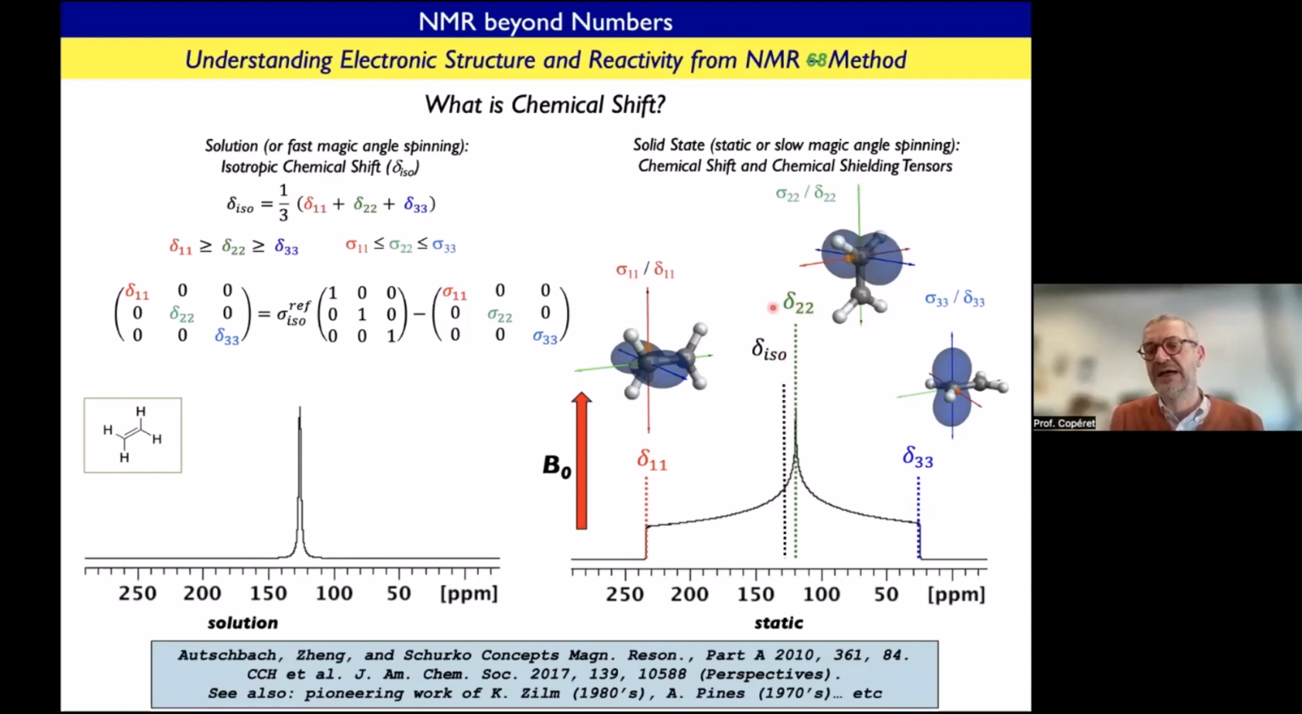And delta 2,2, as you can see here, is a bit more intense because in that case you have an axis of symmetry, and you have many more possibilities to align that molecule with the B0 field. And this is what we typically do in solid state NMR.